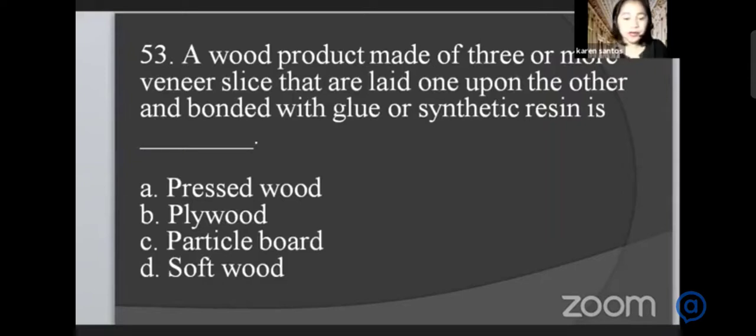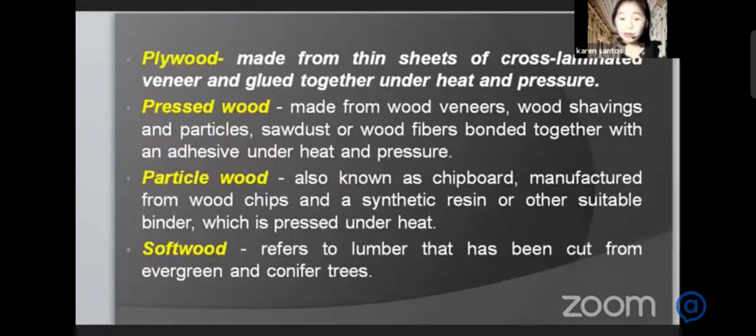Okay, so the correct answer is letter B, which is plywood. Plywood is made of thin sheets or cross-laminated veneer glued together under heat and pressure. While pressed wood is made from wood veneers, wood shavings, and particles, like sawdust or wood fibers bonded together with an adhesive under heat and pressure.